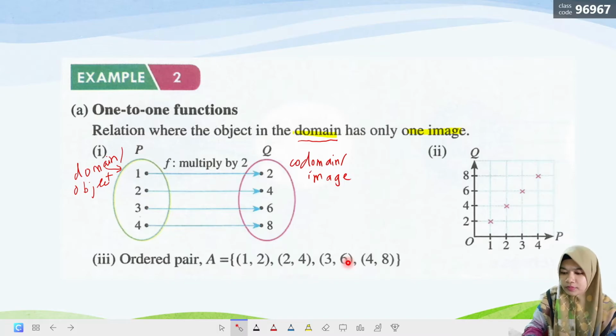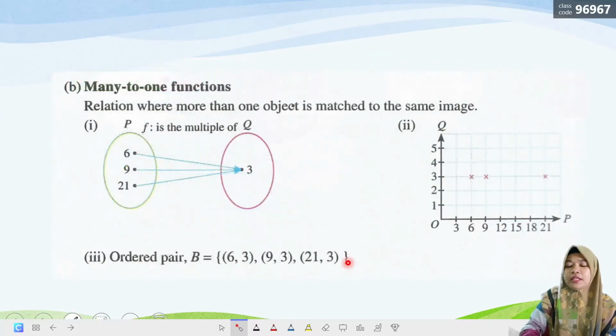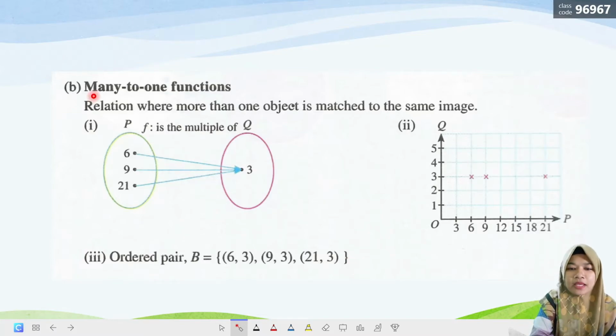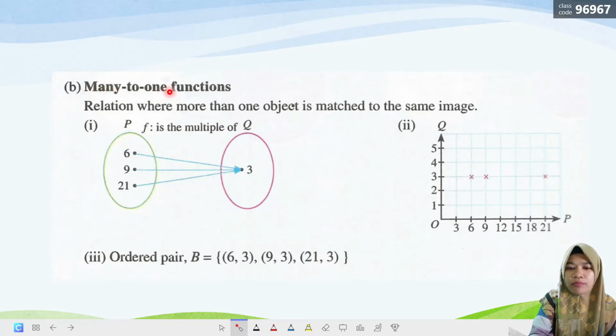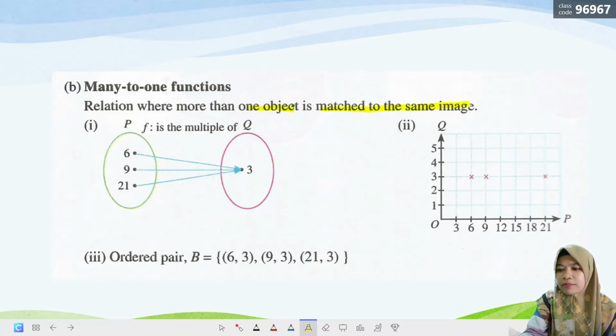Alright, next, many to one functions. Okay, many to one function. Many to one relation also function. That's why we write here many to one functions. Okay, what is many to one relation? Okay, where more than one object is matched to the same image.